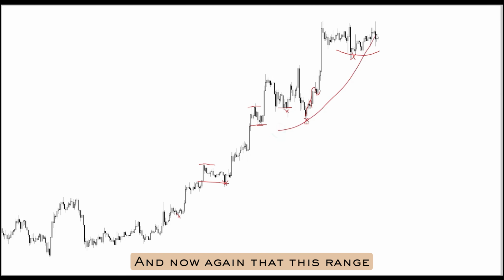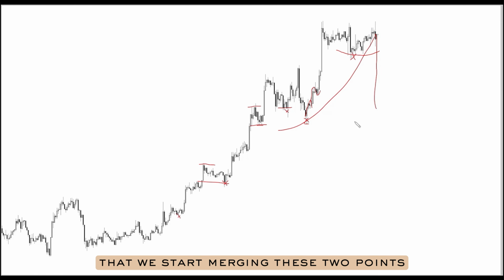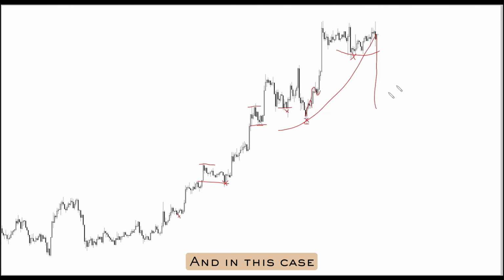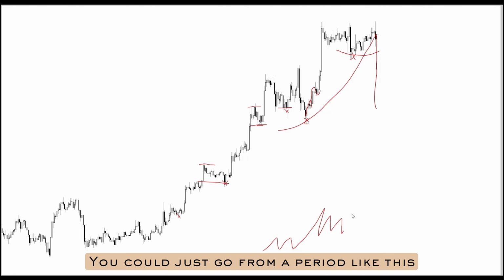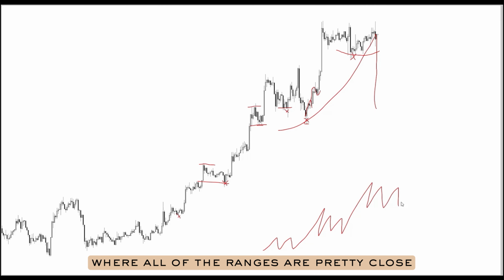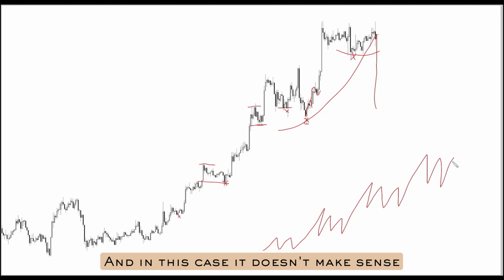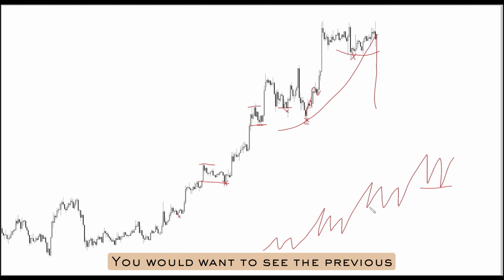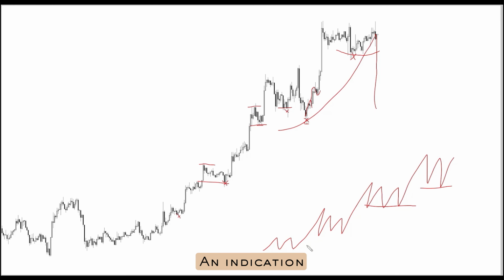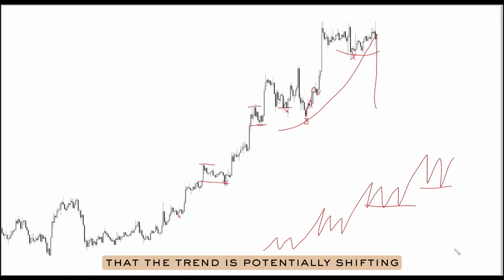Now again, as this range is starting to extend, expect that we start merging these two points. And in this case, if you're looking for a short, I would not take any shorts until a preceding area of market structure breaks. Market structure can be pretty messy. You could go from a period like this, where all of the ranges are pretty close, and in this case, it doesn't make sense to sell the low of just one of these ranges. You would want to see the previous range break, an indication that the trend is potentially shifting.